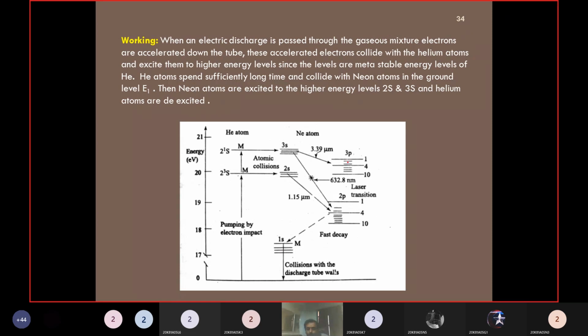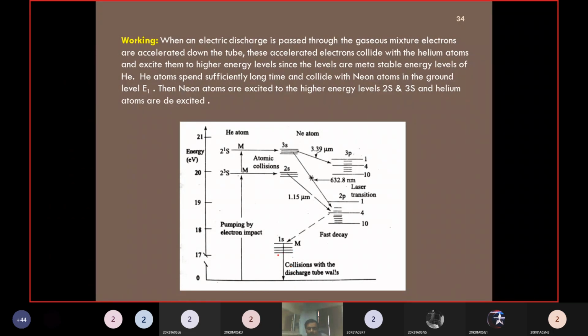So here 3p to 2p transition does not take place because delta L equal to 0, and that does not satisfy the selection rule. Delta L should be plus or minus 1. So that's why transitions occur between 3p to 1s and 2p to 1s. 3p and 2p are not metastable states, so spontaneous emission, fast decay, will occur.